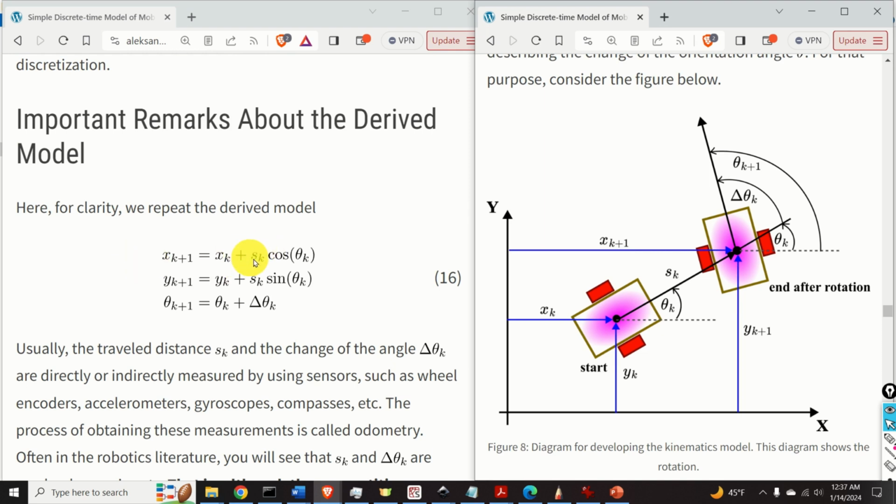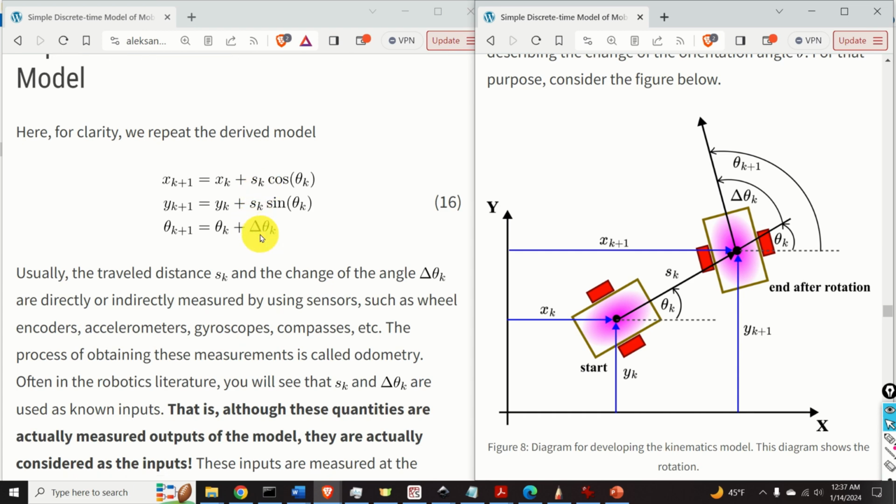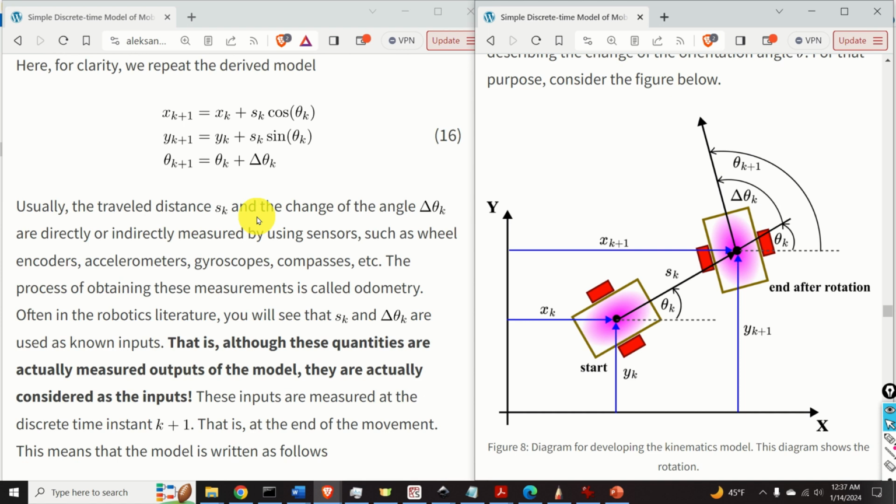Usually, the travel distance sk and the change of the angle delta θk are directly or indirectly measured by using sensors such as wheel encoders, accelerometers, gyroscopes, compasses, etc. The process of obtaining these measurements is called odometry. Often in robotics literature, you will see that sk and delta θk are used as known inputs. That is, although these quantities are actually measured outputs of the model, they are considered as the inputs. Don't be confused by this.